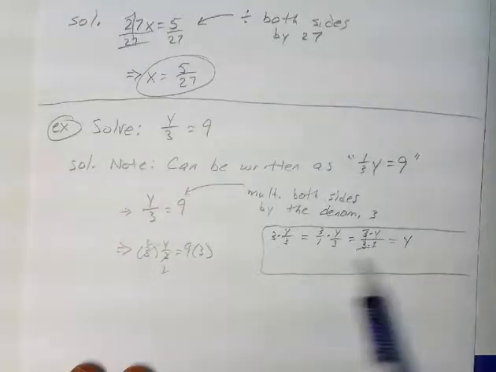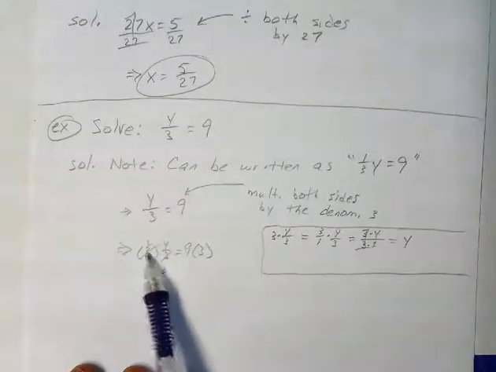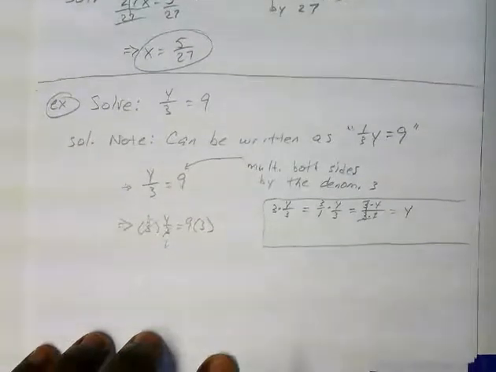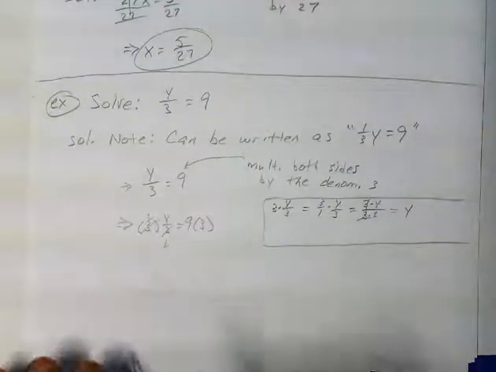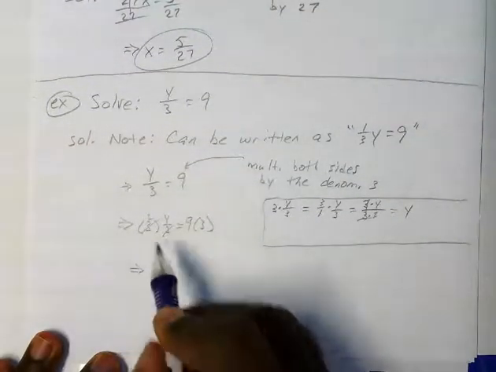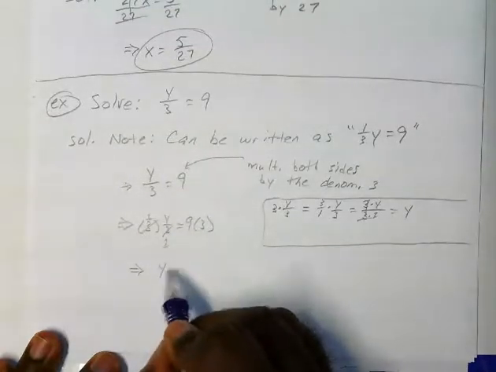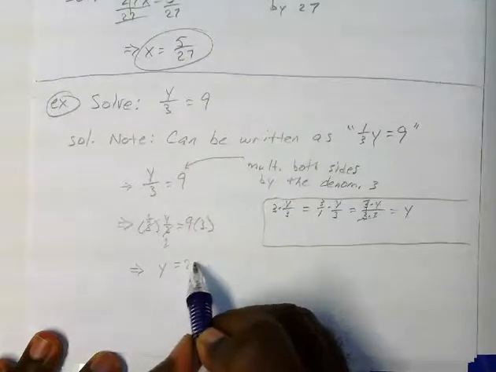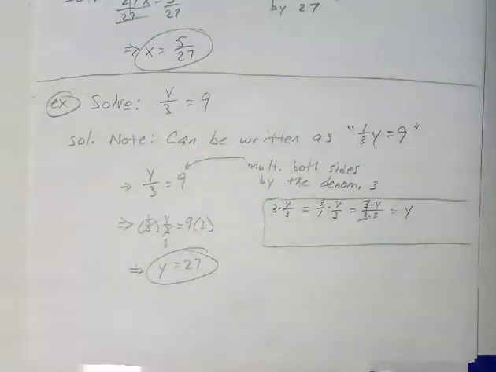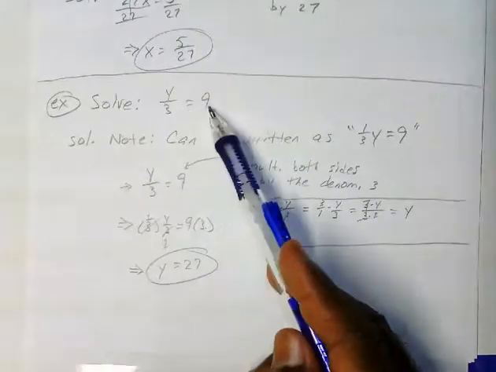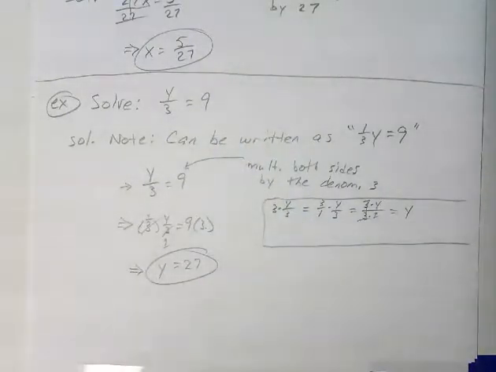Okay, but you don't have to go through all of that, because you can just cancel it out right here. Move that up a little bit. So now you have 1 times y, which is just y, equals 9 times 3, which is 27. If you plug in 27, 27 divided by 3 is 9, so we know that that is correct.